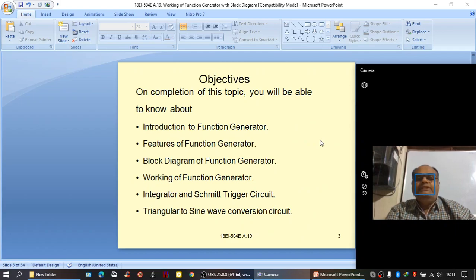Coming to the present topic, in this class, we are going to discuss about the introduction to function generator, features of function generator, block diagram of function generator, working of function generator, integrator and Schmitt trigger circuit used in the function generator, then triangular to sine wave conversion circuit.